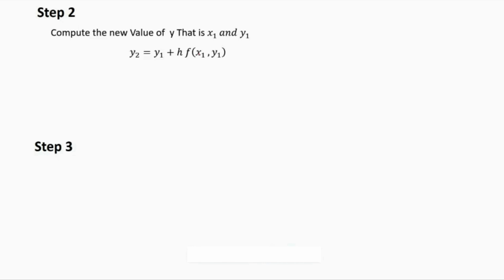Now what is the value of x1? We have computed this in the previous case. x1 value is 1 and y1 value is 0. Now, so it is the equation. So I will write in a simplified form y1 plus h. What is f of x1, y1? So what is f of x and y? So this is the given equation, this is equal to dy by dx. So this is equal to x minus y square. Simply you put here f of x1, y1 is equal to x minus y square.